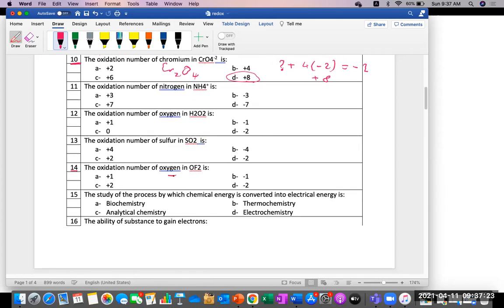Oxidation number of oxygen in OF2. Okay, so in this one, oxygen will be the unknown, and we know that fluorine is always -1. We have 2 fluorine atoms, so it will be equal to 0. It means the oxygen will be +2.